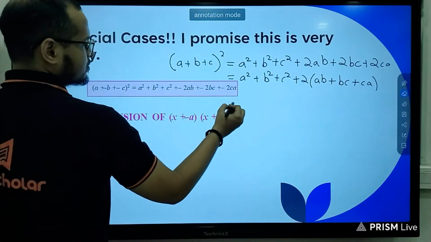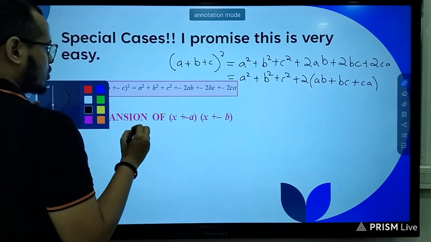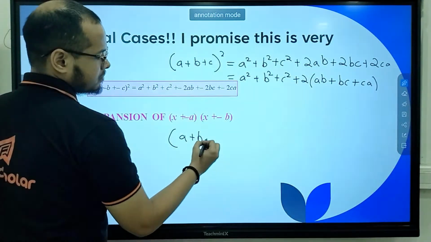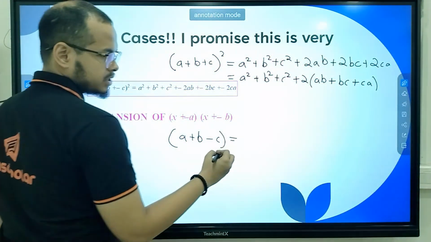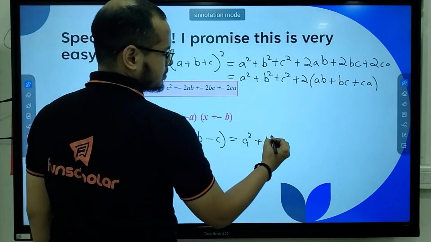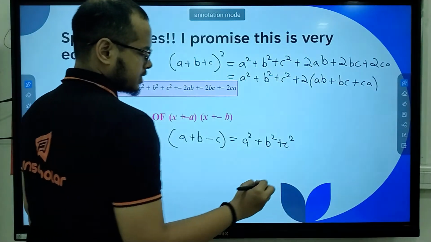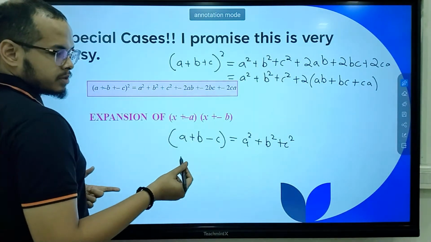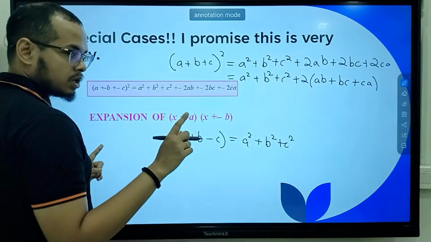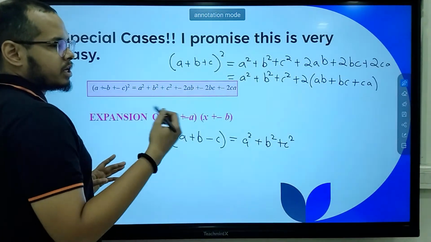Now, for this plus minus that is given here, what is that? See, A plus B, if I write minus C here, what is the difference that is going to happen in the equation? A square plus B square plus C square are going to be the same. But the terms that involve C, only those terms are going to have a minus sign in front of them.